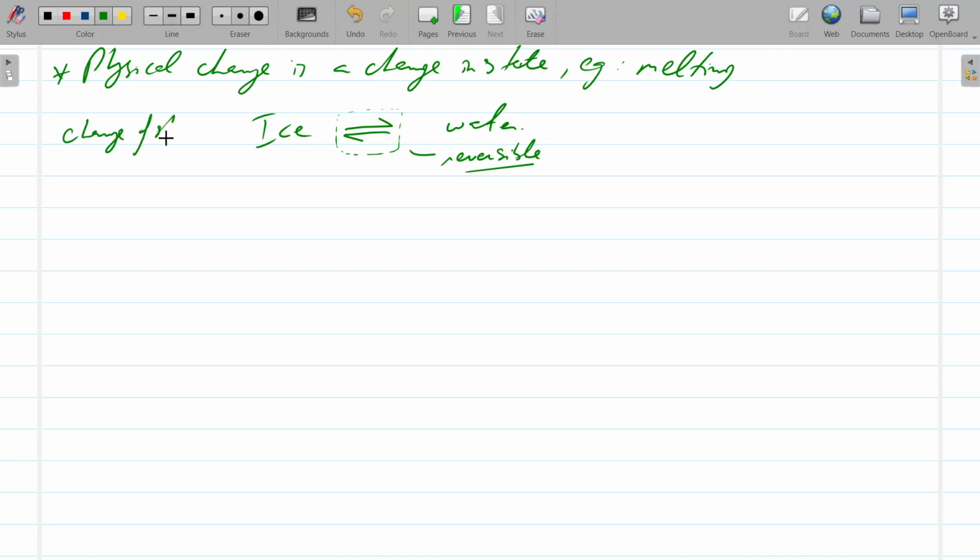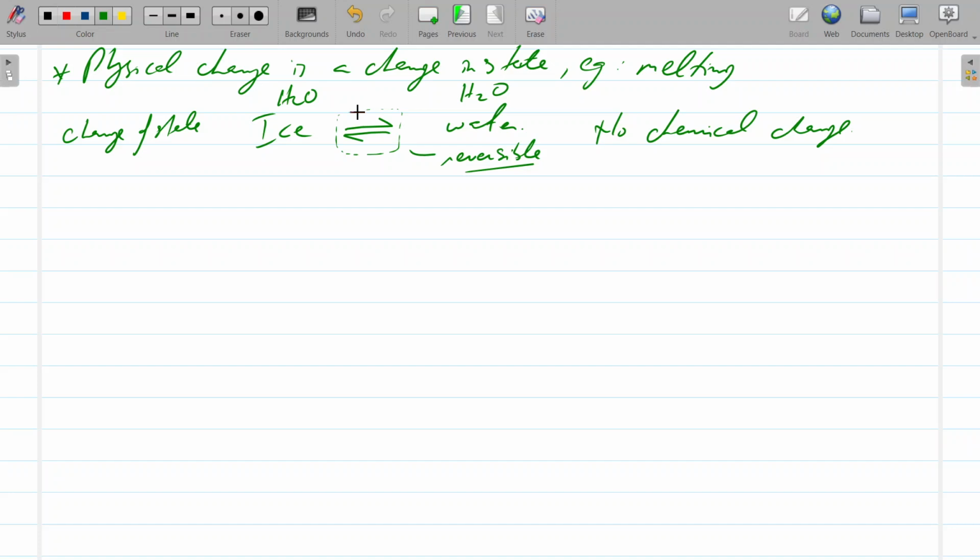So if ice is melting to water, you can freeze the water and turn it back to ice. There is no chemical change taking place. Chemically, ice is H2O, water is H2O. There's nothing new being formed over here. Okay, so that's the first thing they want to clarify: what is a physical change as opposed to a chemical change?